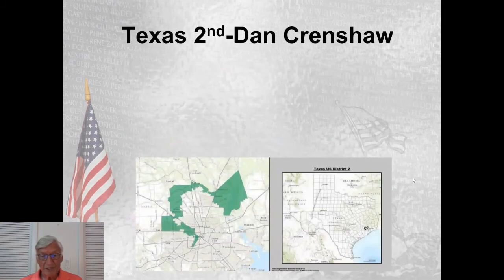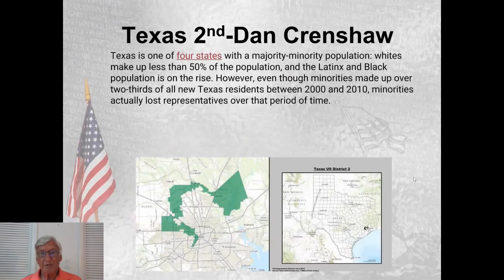In Texas again, Dan Crenshaw, he's the guy with the eye patch, if you can remember who he is. This is Texas, one of 4 states with a majority minority population. Whites make up less than 50% of the population of Texas. And the Latinx and Black population is on the rise and rising rapidly. Even though minorities make up over 2/3 of the new Texas residents, between 2000 and 2010, the minorities actually lost representatives over that period of time.